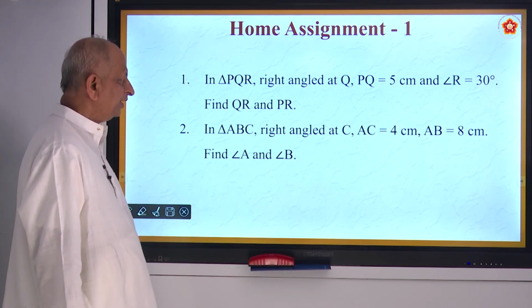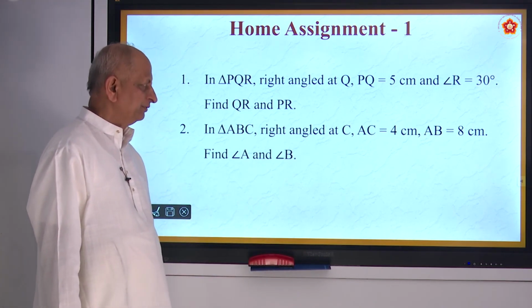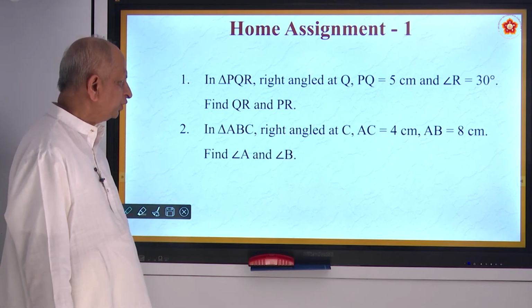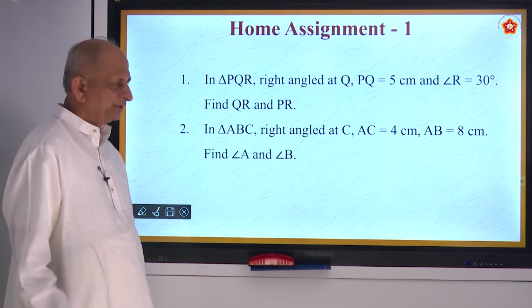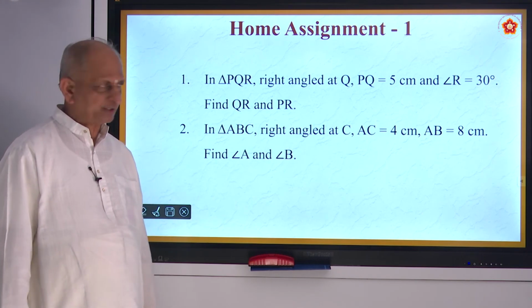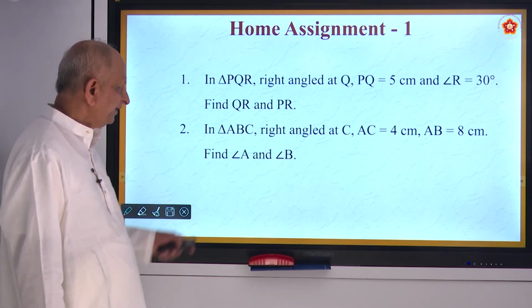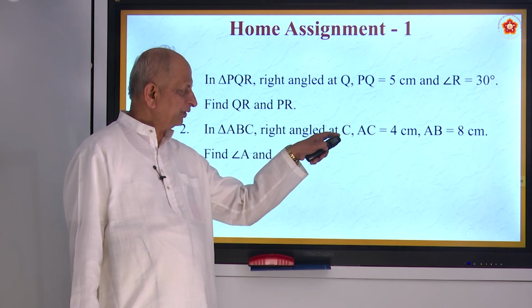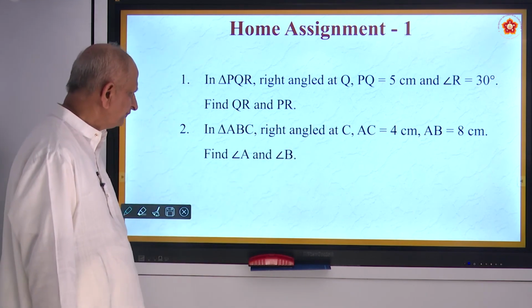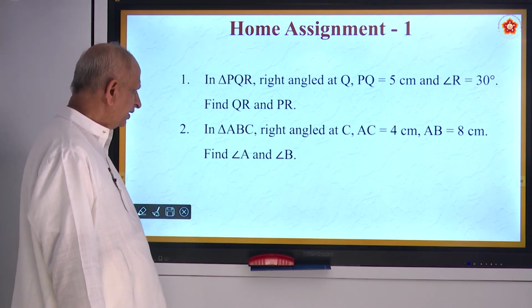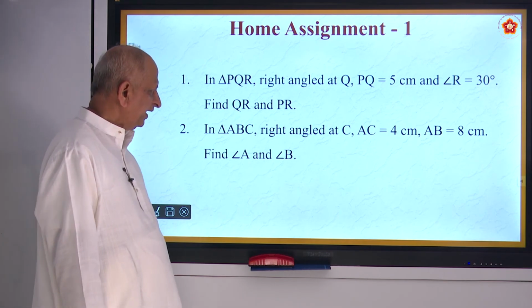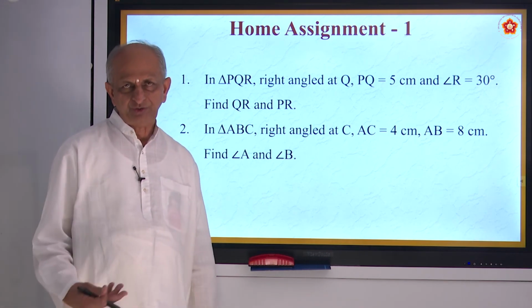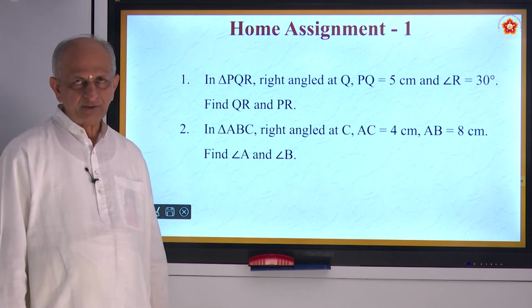In triangle PQR, right angle at Q, PQ is 5, angle R is 30 degrees. Find QR and PR. The same property that we used just now. In triangle ABC, right angle at C, AC is 4, AB is 8, and find angles A and B. Again use the trigonometric ratios.